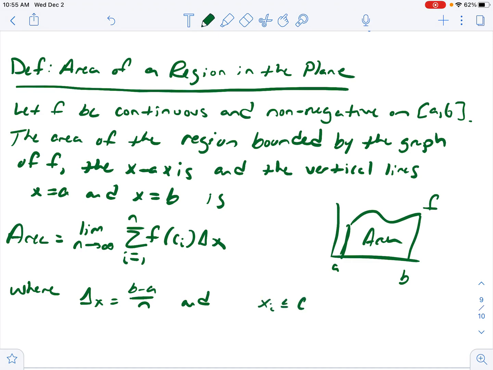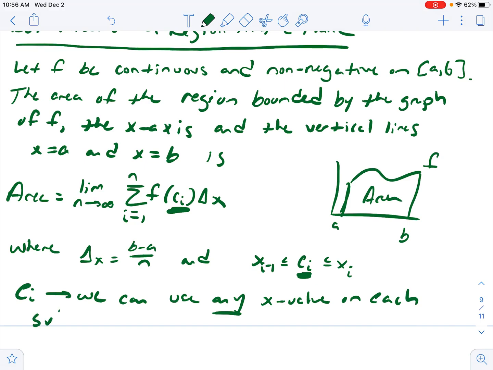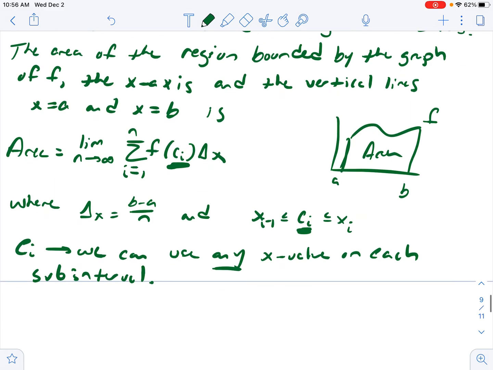So I'm going to write it like this, okay? x sub i minus 1 less than or equal to c sub i less than or equal to x sub i. I should write x sub i minus 1 on the left side. That's the lower one. Okay, and so basically what this is saying is c sub i, we can use any x value on each subinterval. Since the limits of the lower and upper sums are going to come back equal, it doesn't matter which we use.